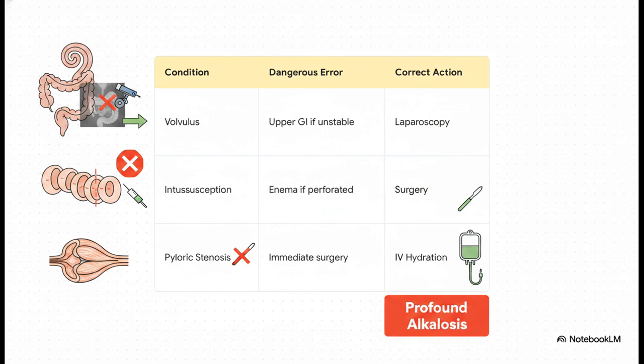First, misinterpreting hemodynamic instability as somehow being safe for a contrast series in a suspected volvulus. Don't do it. Second, attempting diagnostic or therapeutic pneumatic reduction on an intussusception patient who has a rigid abdomen or free air. And finally, prioritizing a scalpel over saline in a profoundly alkalotic infant with pyloric stenosis. Recognizing these hard boundaries ensures you don't turn a manageable pathology into a total iatrogenic disaster.